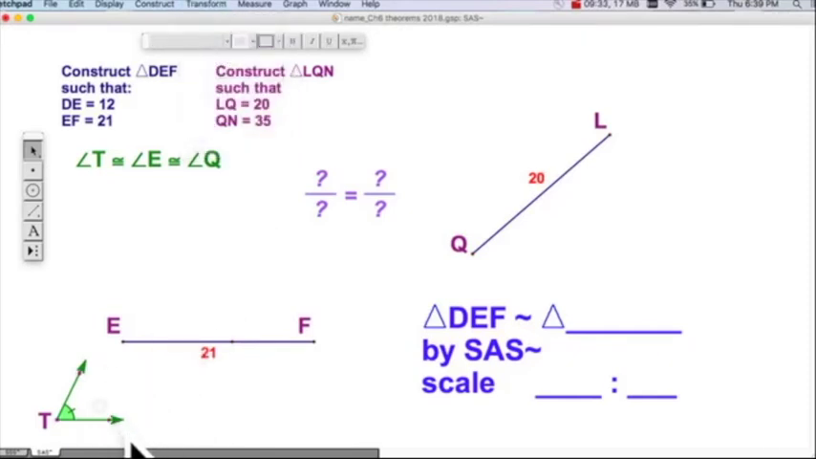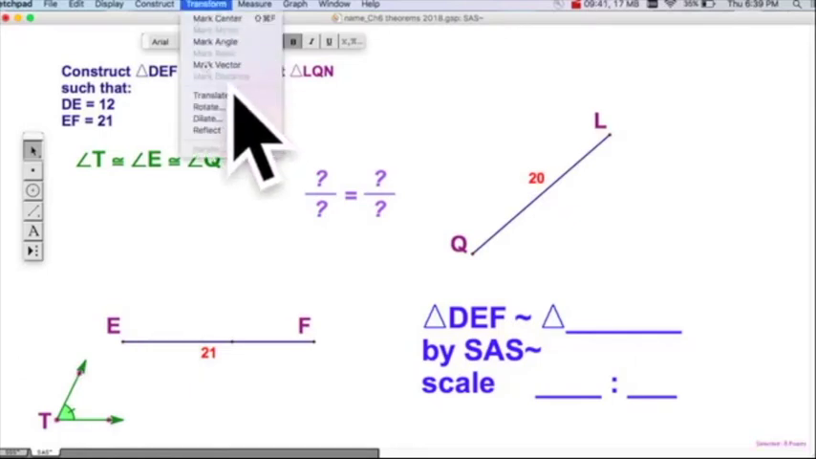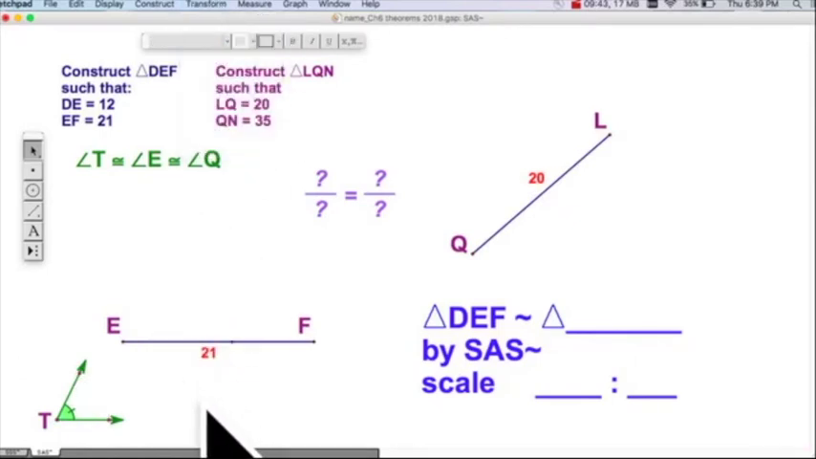Oh, whoa, what did I do there? No, wait, scratch that. I'm really messed up here. No, 1, 2, 3. Sorry about that. The middle one is the vertex. Transform, mark angle. Gosh, if I had a better editor, I'd chop that out.